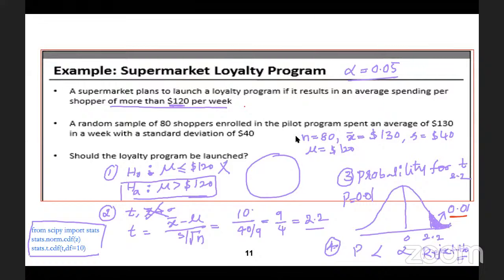How we can compute this hypothesis test, with these problems, the example. So any questions? Any clarifications needed?